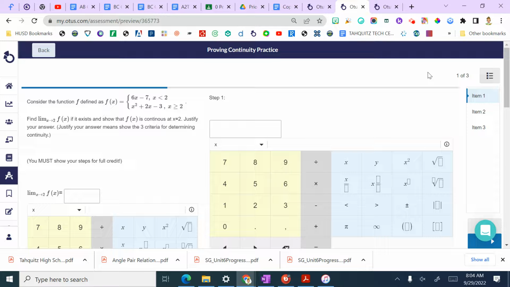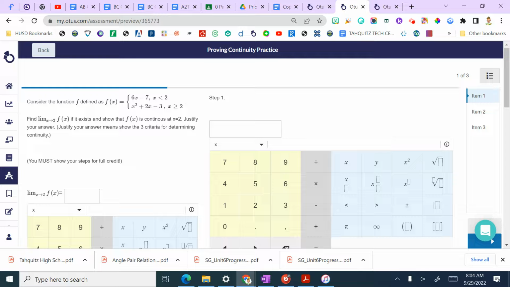Okay, so we have to consider the function. Looks very similar to the quiz problem, right? We've got a limit. We have to figure out that it exists and then show it's continuous at x equals 2. So I added that little bit in. It probably was a typo in my original quiz. And justify your answer. Justify your answer means that we have to show the 3 criteria, okay?